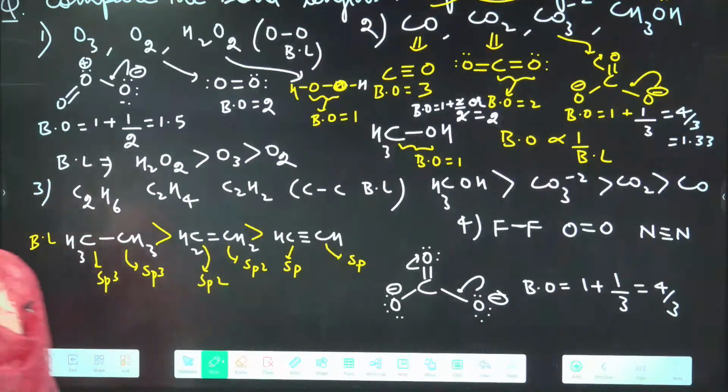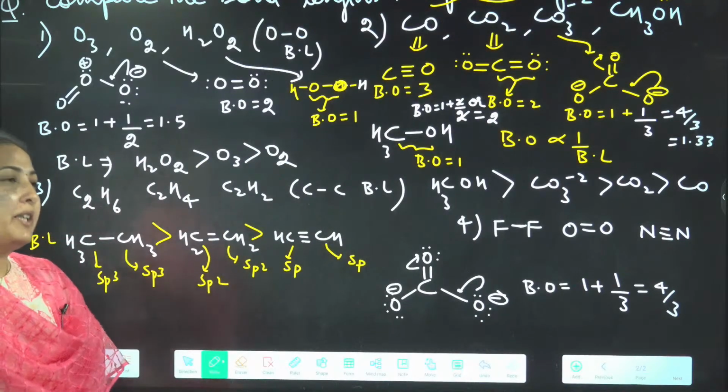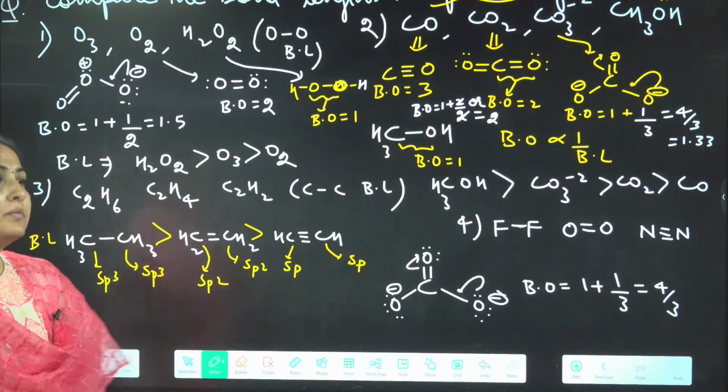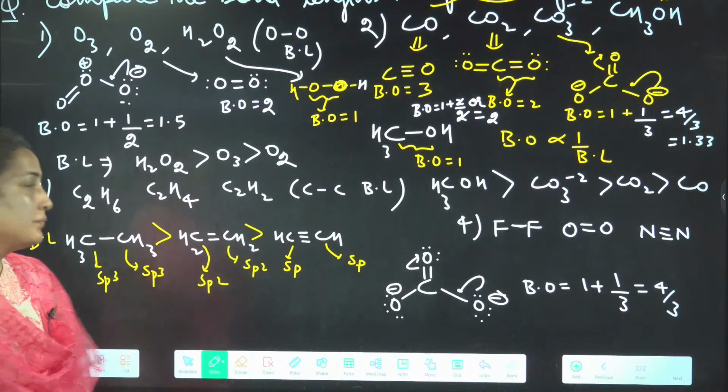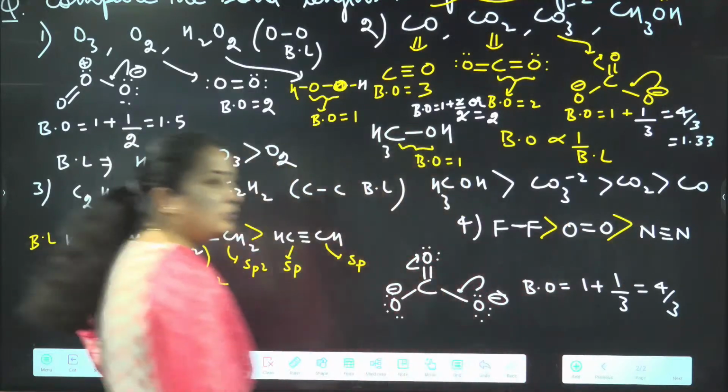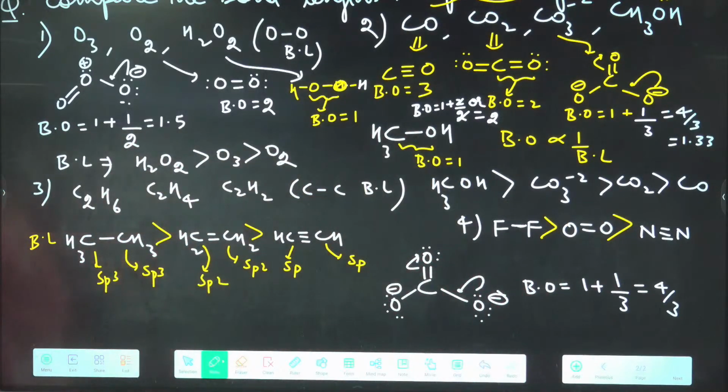Clear to everyone? Like this, you would be getting in the examination which bond length you have to compare. Are we absolutely fine? For the fourth one, just compare by the bond order. Higher is the bond order, lesser is the bond length.